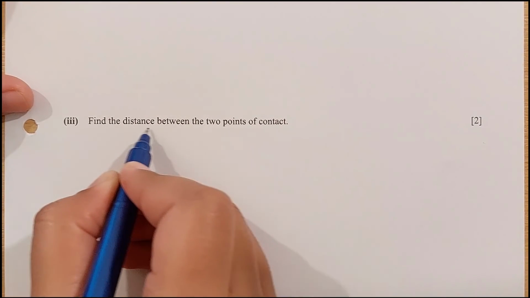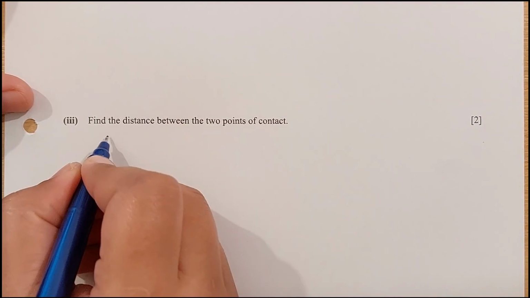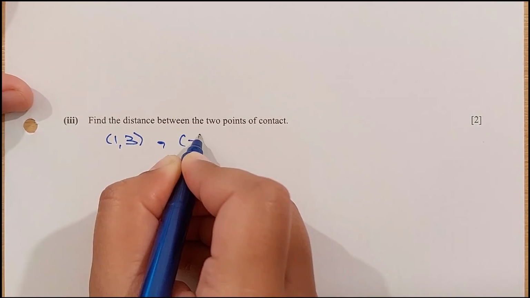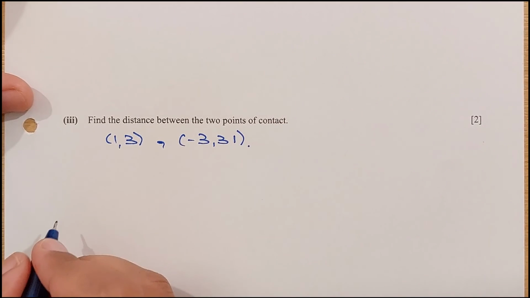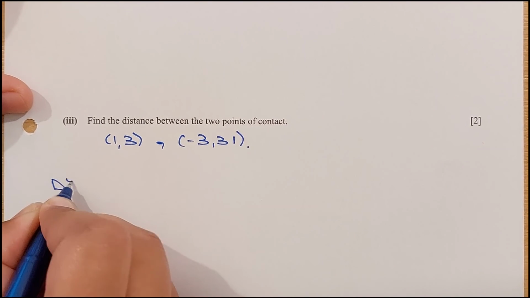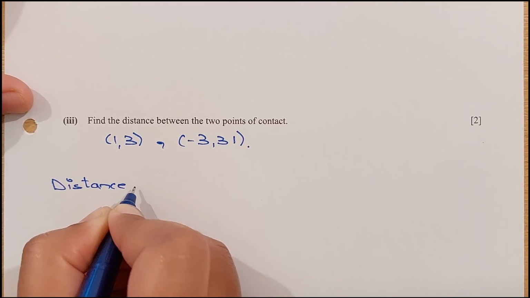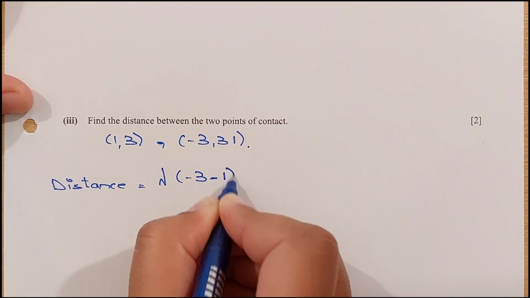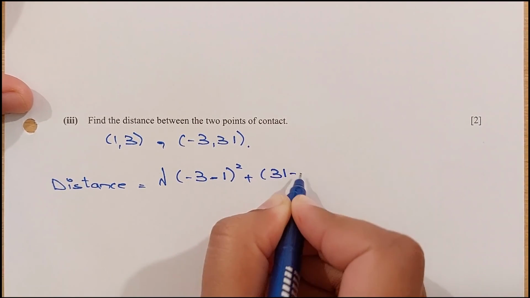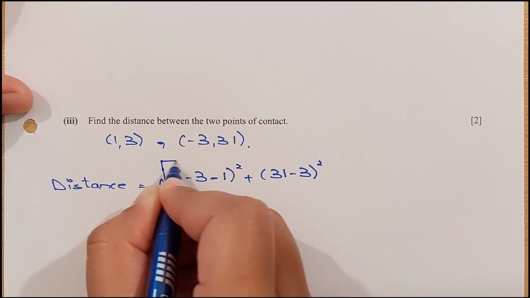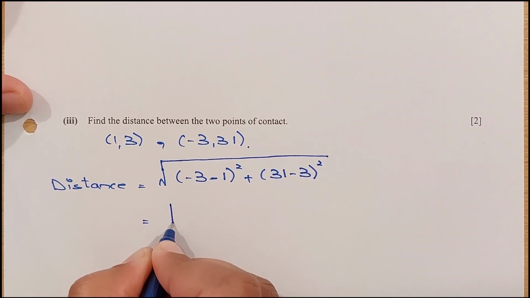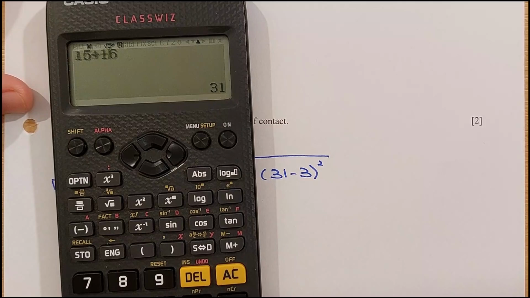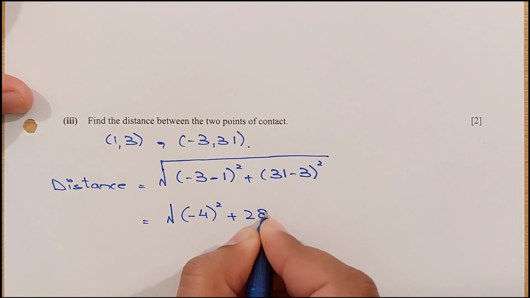Now for this third part, find the distance between the two points of contact. So the two points of contact are (1, 3) when k is 3, and when k is 11, they are (minus 3, 31). So we have to find the distance between the two points, right? So we can say that the distance is the square root of (x2 minus x1) whole square, x2 is minus 3 minus 1 whole square, plus (y2 minus y1) whole square, and taking its square root. So this is the square root of negative 4 whole square plus 31 subtract 3 is 28, 28 whole square, right?